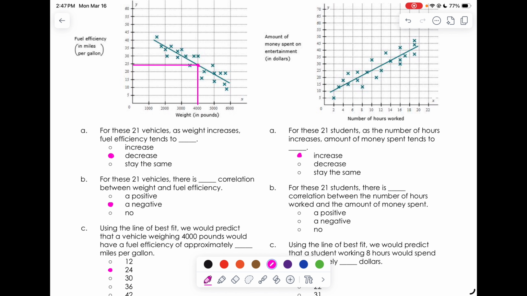So part B, it says, for these 21 students, there is a correlation between the number of hours worked and the amount of money spent. So if you're working more, you're probably going to spend more because you got more to spend. That's going to be a positive correlation. So as you can see, if it's increasing, it's a positive correlation. If it's decreasing, it's a negative correlation.